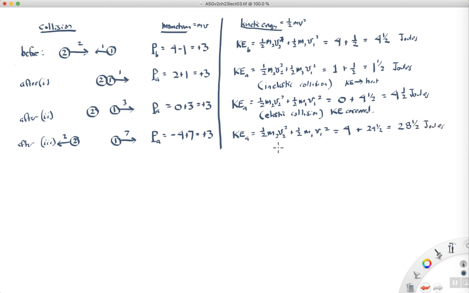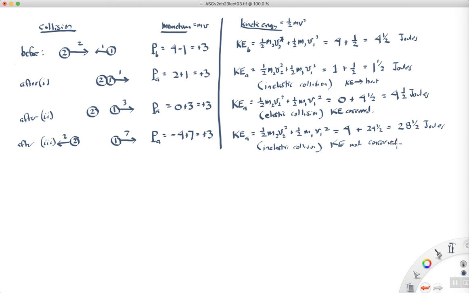So apparently this collision, although it's consistent with conservation of momentum, has more energy coming out of the collision, at least more kinetic energy coming out of the collision, than the kinetic energy that went into the collision. This would be another case of an inelastic collision. That is, the kinetic energy is not conserved.